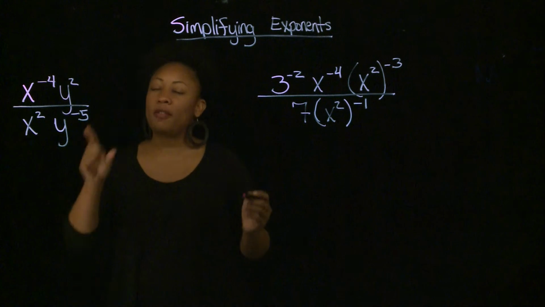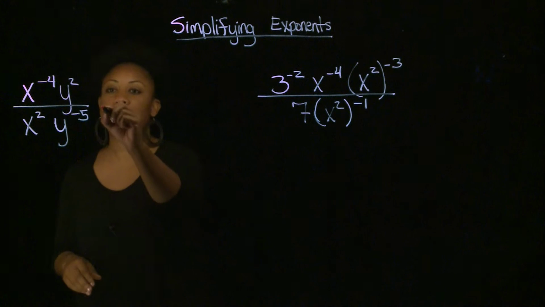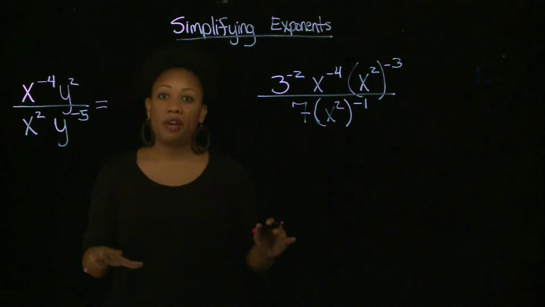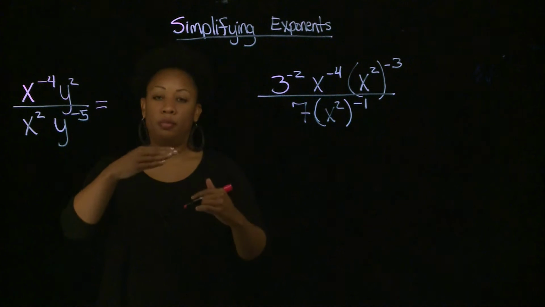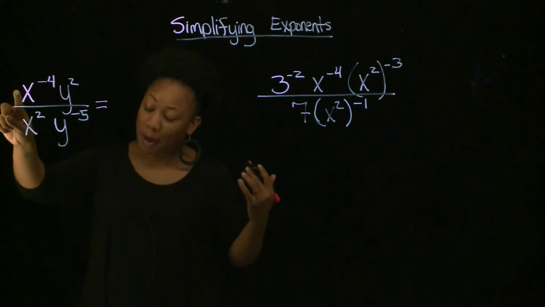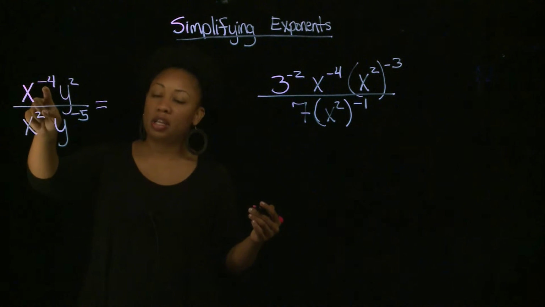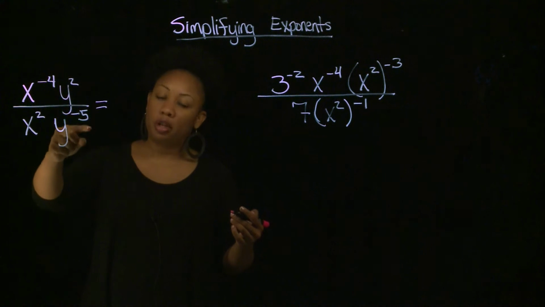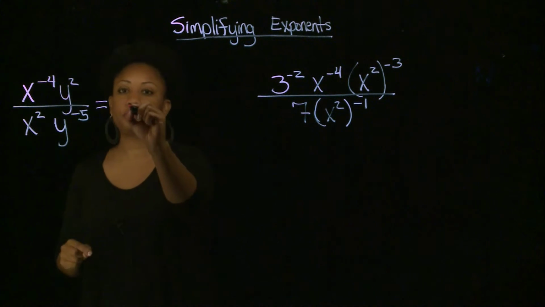Alright, so first thing, I always like to get rid of negative exponents. So I make all my negative exponents positive. Whenever you're dealing with a fraction, you basically put it on the other side of the fraction. What I mean by that is x to the negative fourth is on the top of the fraction. I'm going to put it on the bottom of the fraction to make this negative 4 a positive 4.